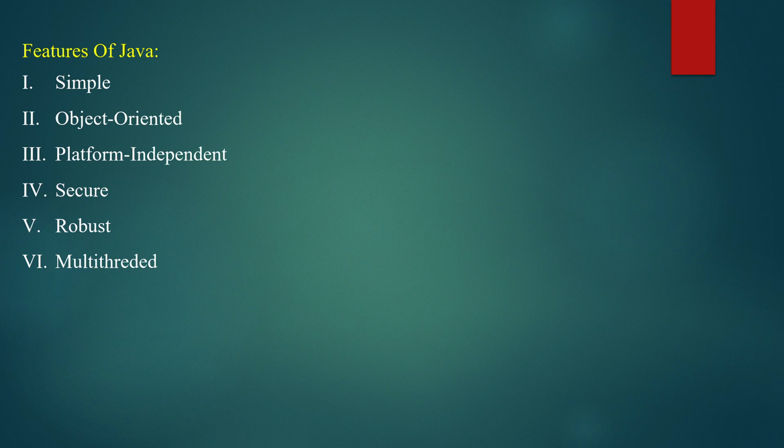And robust. It manages the memory. It supports garbage collection. The garbage collector will delete the unused objects which we created, and if we didn't use them for a long time, it will delete that object. And multi-threaded, it supports multi-threading. Let us discuss the next topic.